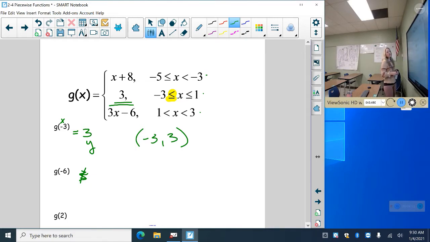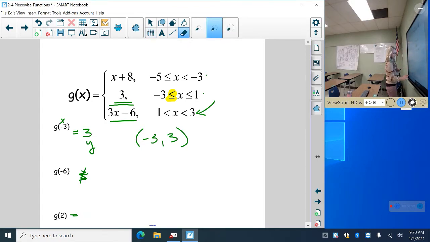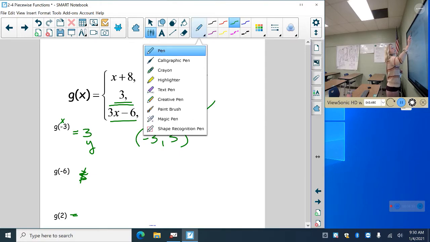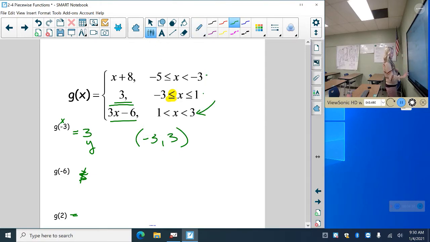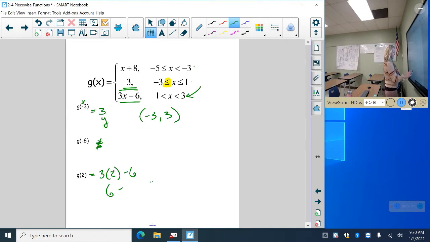G of 2. Where does that one fit? Well, it's not in between negative 5 and negative 3. It's not in between negative 3 and 1, but it is in between 1 and 3. So that means we're going to use this function. So I have g of 2 equals 3 times 2. Plug in 2 for the x: 3 times 2 minus 6, which is 6 minus 6, is 0. So 2 is my x value, and 0 is my y value.